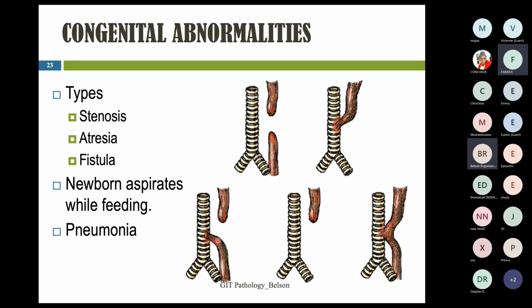So fistula, you know it. There's a communication between two hollow organs, or between one hollow organ and the skin. So that is also a fistula: communication between two hollow organs or one hollow organ and the surface of the body. And atresia, absence of a part or the whole of an organ. Stenosis, there is narrowing of the lumen. So these are the definitions.